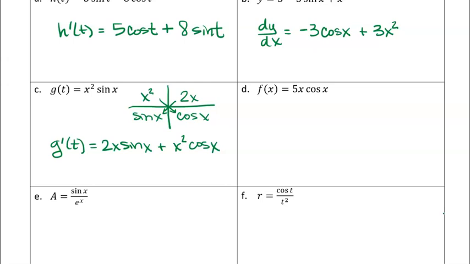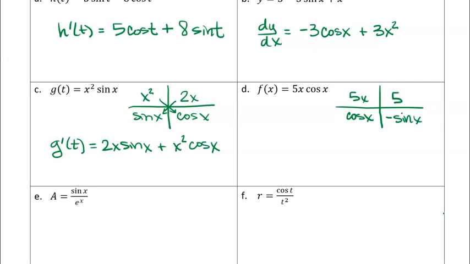So, all right, let's do this. We have another product. Let's go ahead and draw the box here, and I have 5x and cosine of x. All right, so I'm going to take the derivative of each one. The derivative of 5x is 5, and then the derivative of cosine is a negative sine of x.